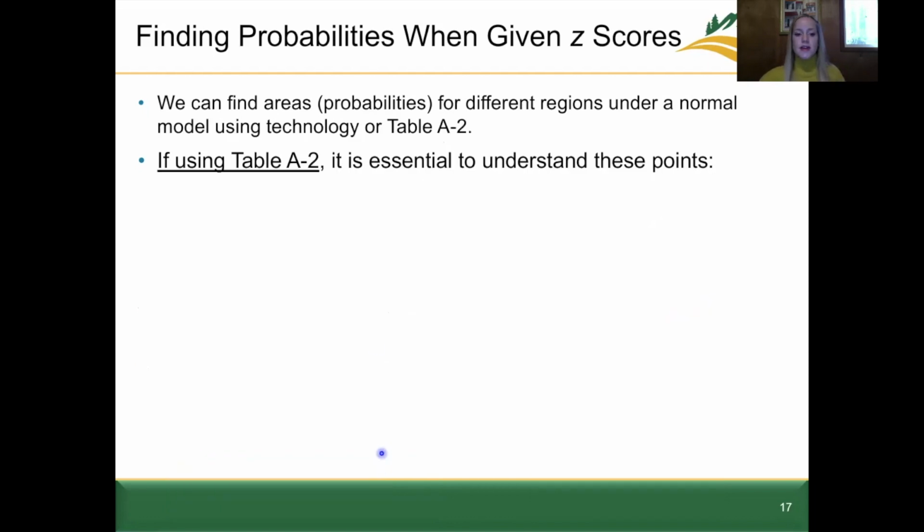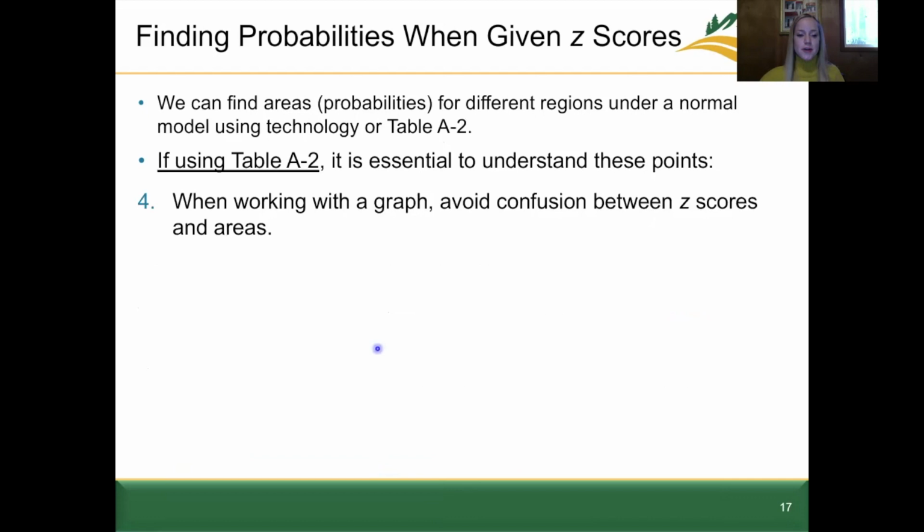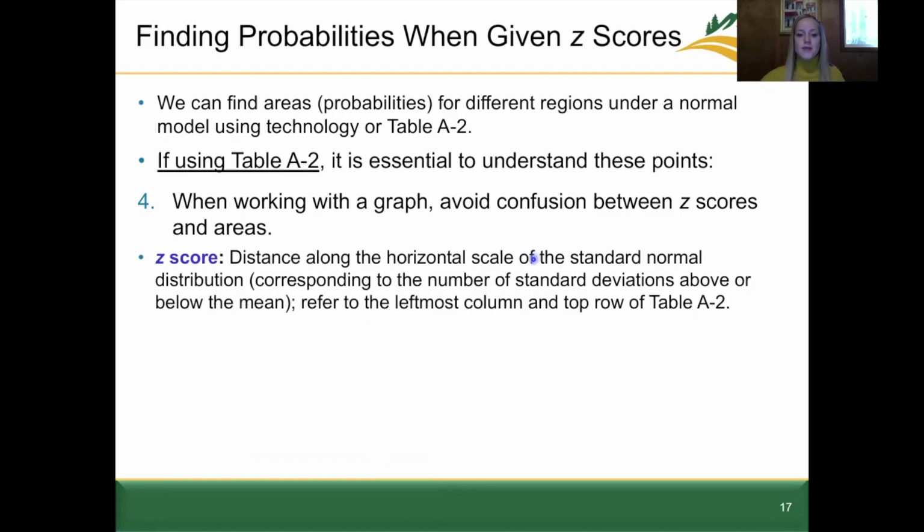Okay, still continuing on talking about how to use Table A2. Number 4. When working with a graph, avoid confusion between the z-score itself and the area. Remember, you can always go back and get a refresher on z-scores because we've talked about these before. Now for chapter 6.1 specifically, a z-score is the distance along the horizontal scale of a standard normal distribution, and it corresponds to the number of standard deviations above or below the mean. In Table A2, the z-scores are on the leftmost column and at the top row in that table. Again, we will do an example using the table.